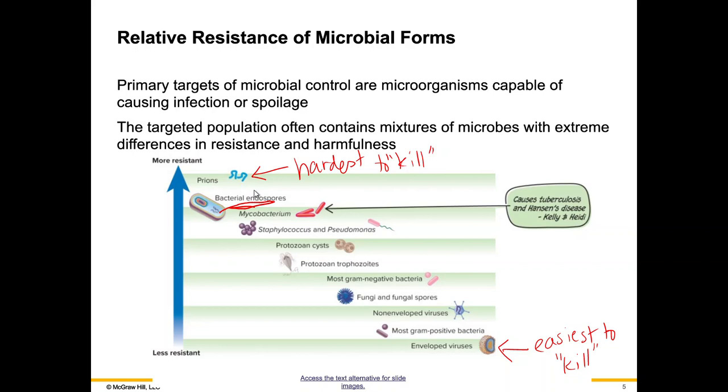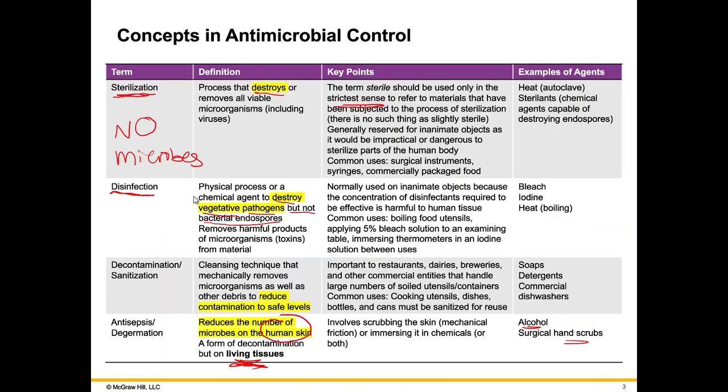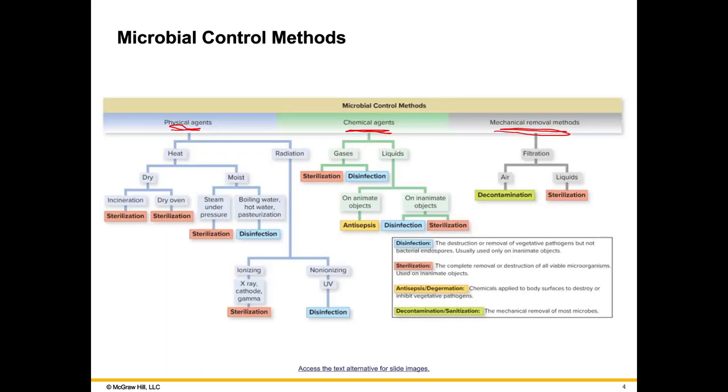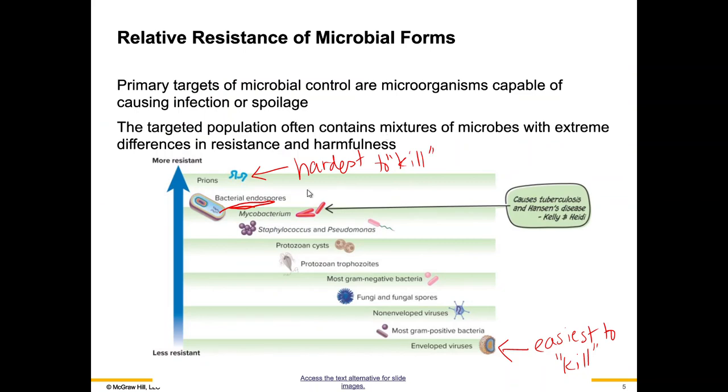And that hopefully isn't a surprise, because remember in that chart we said sterilization was removal of everything. And then the next one that we talked about was disinfection. And it was able to kill vegetative cells, but not bacterial endospores. So that is our next hardest thing to kill. You should know this. Very hard to kill. Very resistant.